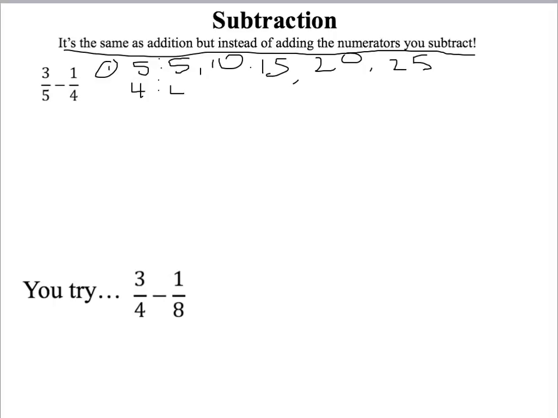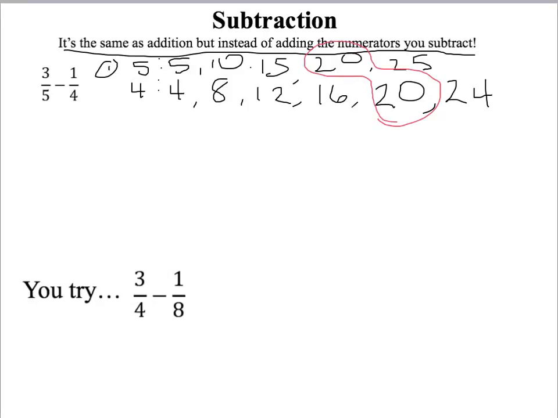What are the multiples of 4? 4, 8, 12, 16, 20, 24. I'm going to stop there because I see that they have one in common. It's 20. So, now we're going to get to go on to step 2. Step 2 is to rewrite each fraction using the lowest common denominator. So we have to rewrite 3/5 so that it's equal to something over 20. Well, what times 5 will give us 20? It's 5 times 4.